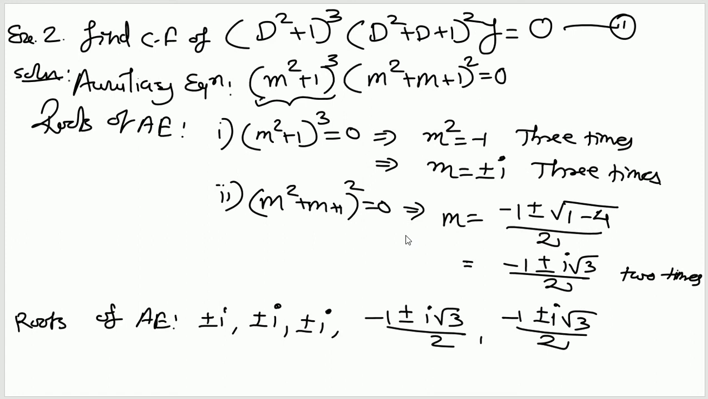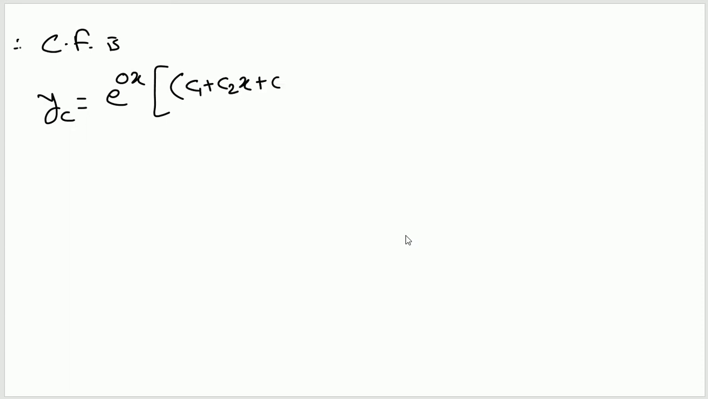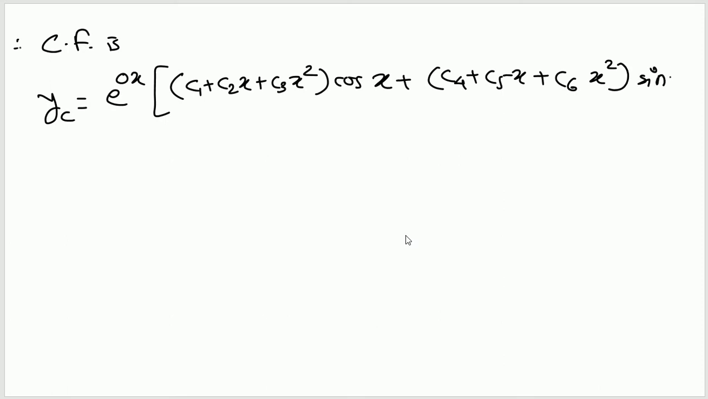Now next we have to find its complementary function. So therefore complementary function is yc = , so ±i repeated 3 times, so it gives us, now real part is 0, so e^(0x) into, because the roots are repeated 3 times, (c1 + c2x + c3x^2) into cos x, imaginary part is also 1, plus (c4 + c5x + c6x^2) into sin x.